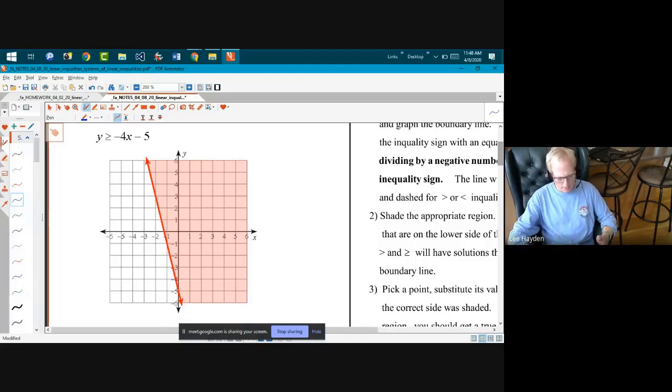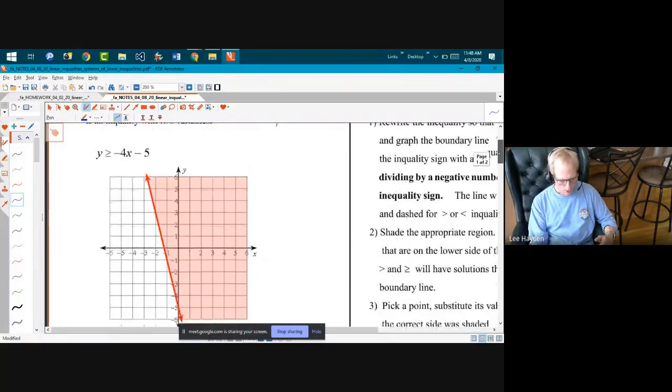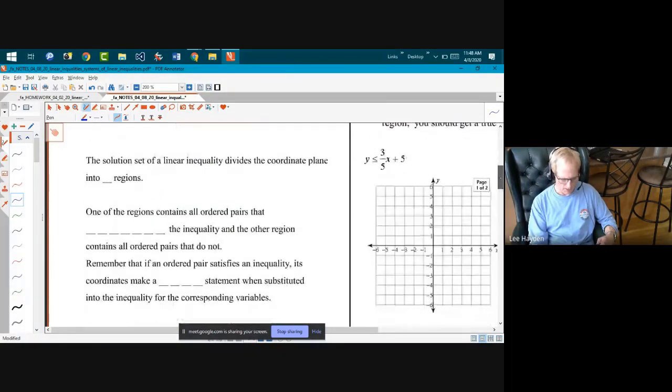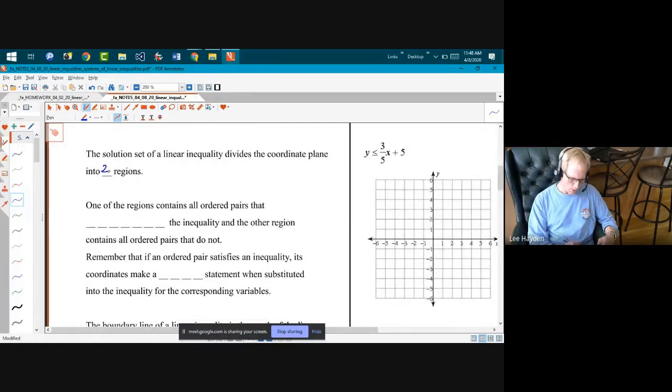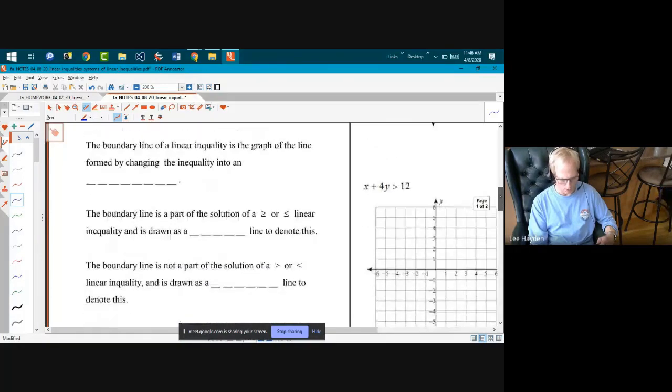Now, there will typically be an infinite number of points because there's a whole lot of points on one side of the line, in fact, an infinite number of them. Okay, so this first one is an example of a classic linear inequality, y greater than or equal to negative 4x minus 5. The solution set always divides the coordinate plane into two regions. And just like I said, one of the regions, the solution, is the set of all points that satisfy the inequality. Those coordinates make a true statement when substituted into the inequality for x and y.